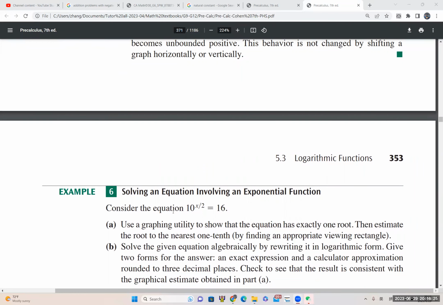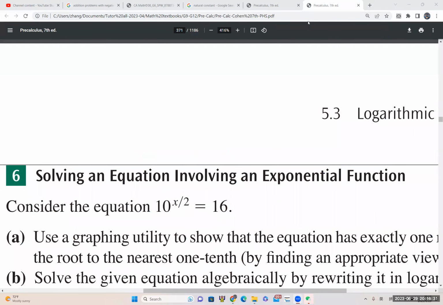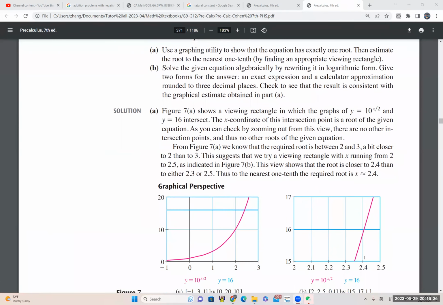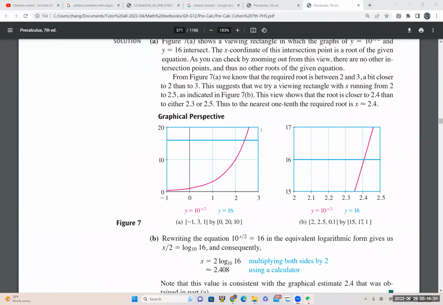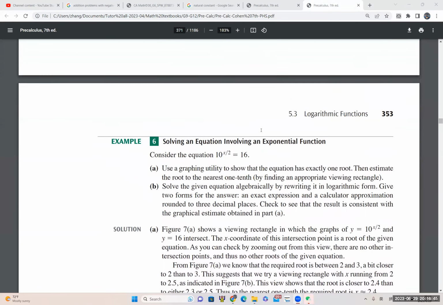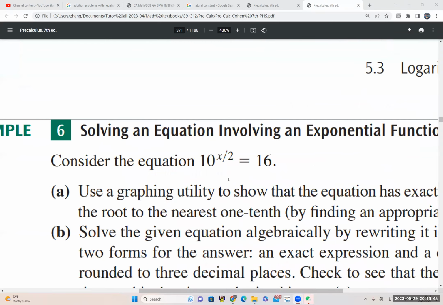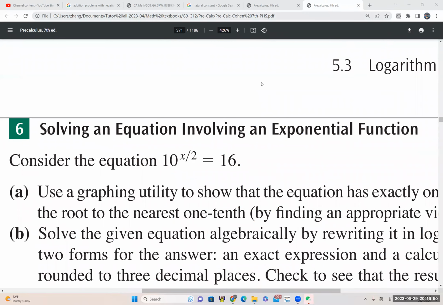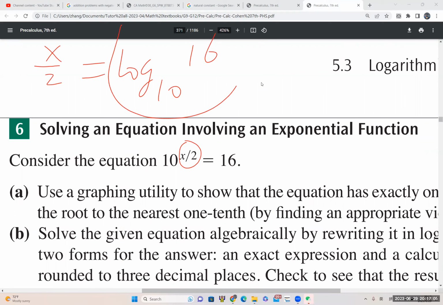Okay, now let me be quick. Maybe they show how to graph this, right? We know graphing is normally very time consuming, so let's think of another way. First, write it in logarithm form. We have x over 2 as the exponent equal to log base 10 of this input, right? If we know this, then of course we know x.